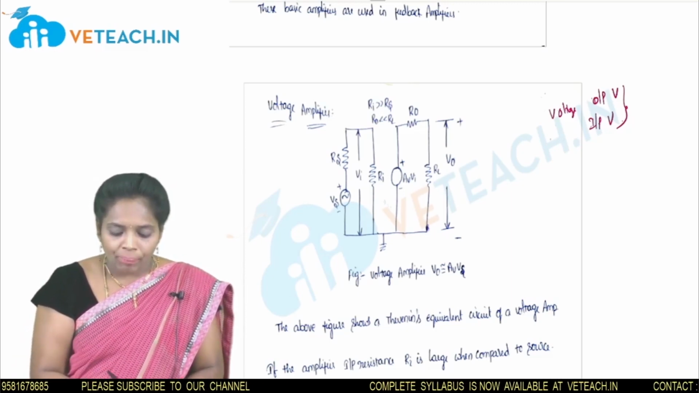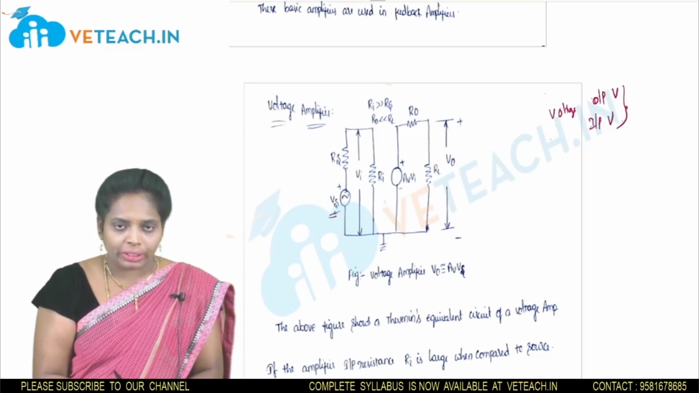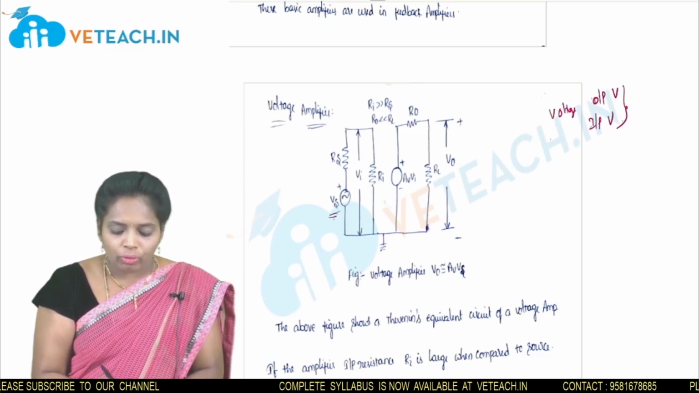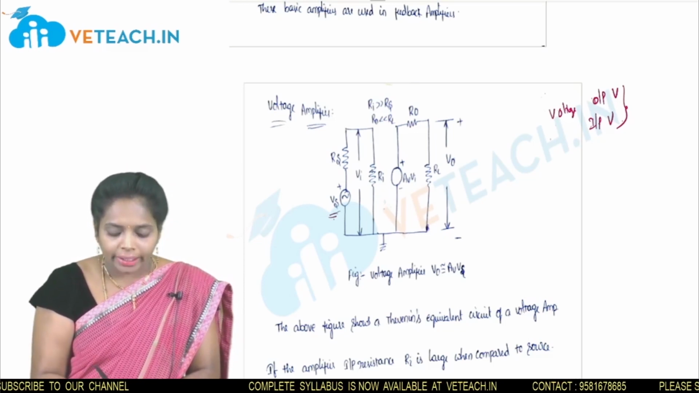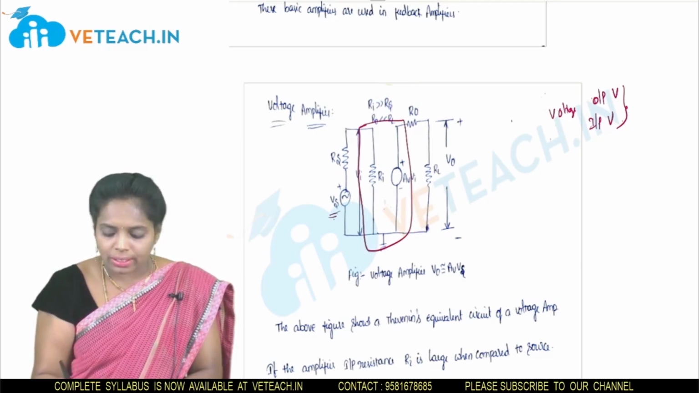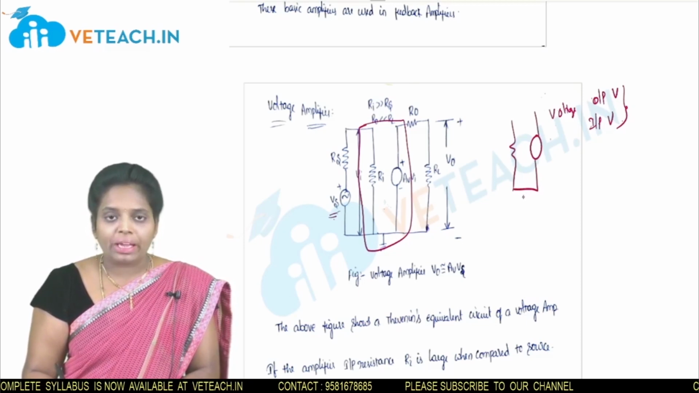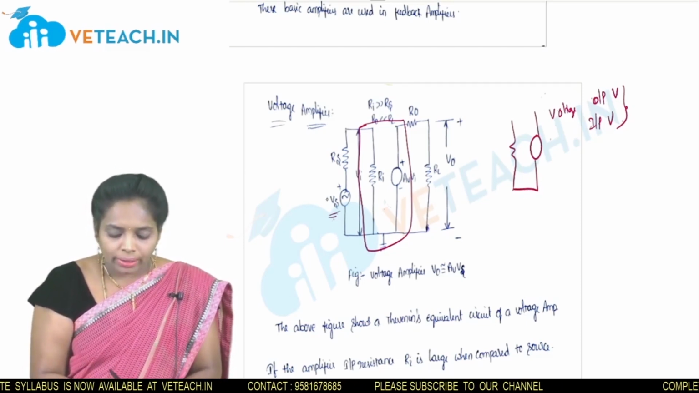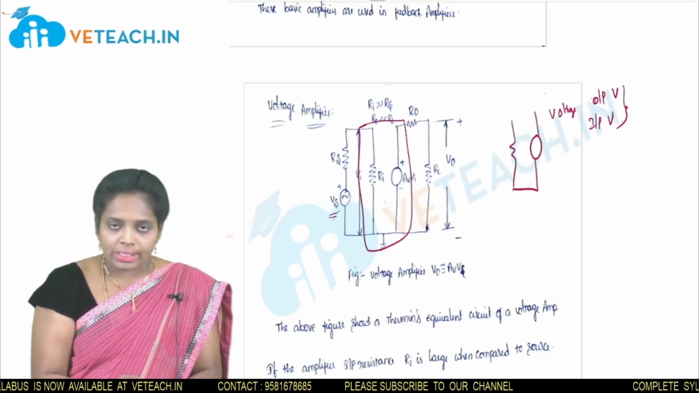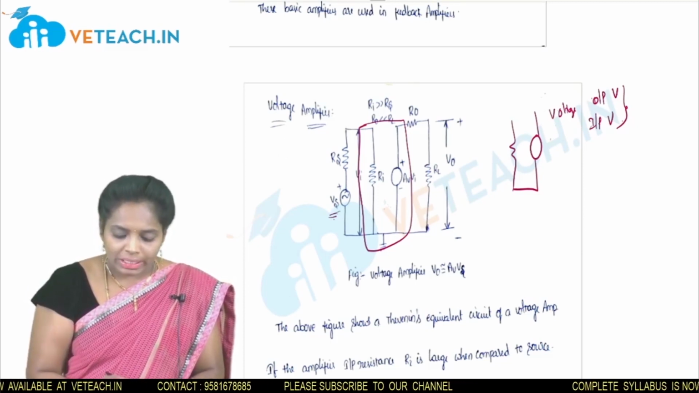That is nothing but whatever the signal voltage, the source voltage that we are giving, the total voltage must appear across the input of the transistor. This is nothing but the transistor, which will be replaced by an approximate model. So here, an amplifier is said to be a voltage amplifier.